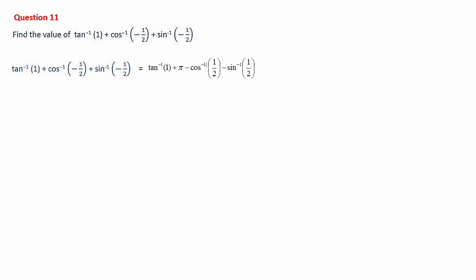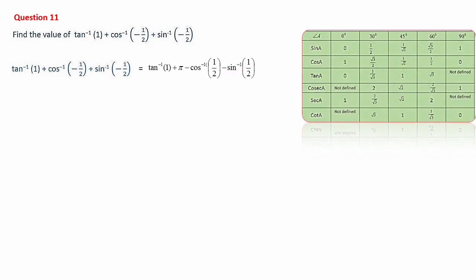Once again, go through the question. First tan inverse 1. It comes as it is because there is no negative sign in the angle. And next is cos inverse of minus 1 by 2. Cos inverse of minus theta is pi minus cos inverse theta. That is pi minus cos inverse of 1 by 2. Next is sine inverse of minus theta. That is minus sine inverse theta. By using that formula, we can write it as minus sine inverse of 1 by 2.